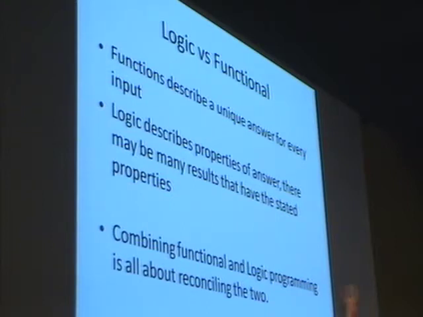So functions, right, they describe an answer for every input, but a logic program could have many answers, okay? It says, I want some answer which has these properties, and maybe there's more than one, okay? So if you really want to combine logic and functional, it's all about reconciling the two approaches. Okay, one, you kind of describe how you manipulate data. The other, you describe the properties you want data to have. One always gives you a unique answer. The other gives you possibly multiple answers.